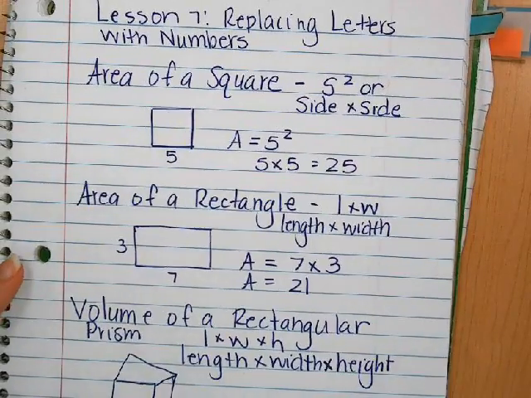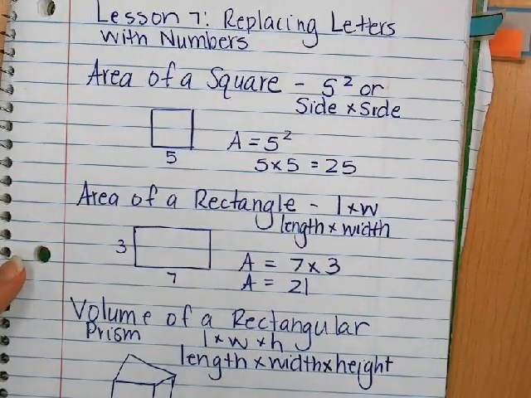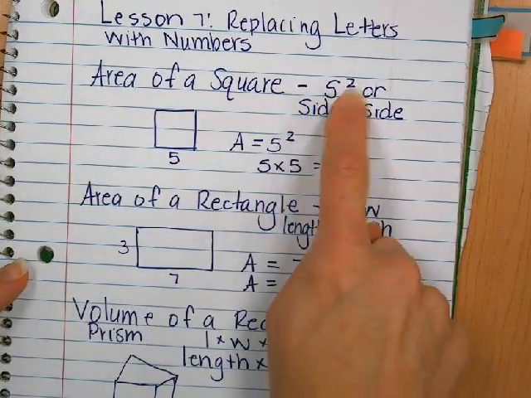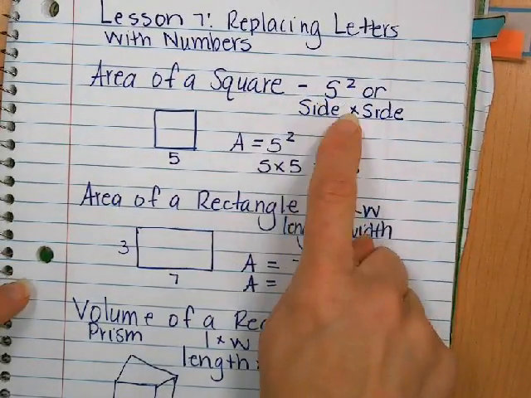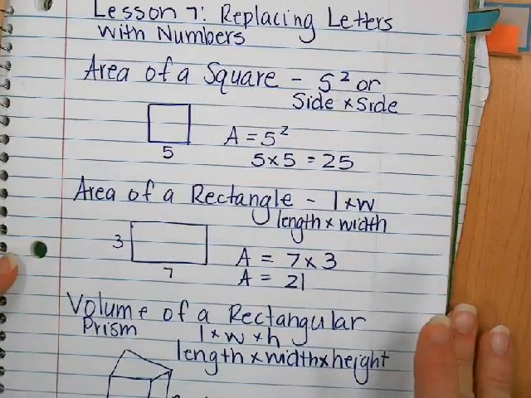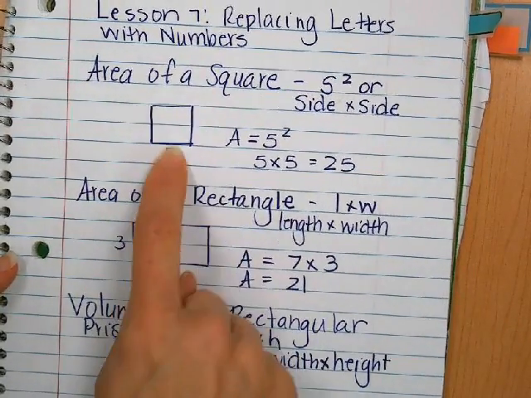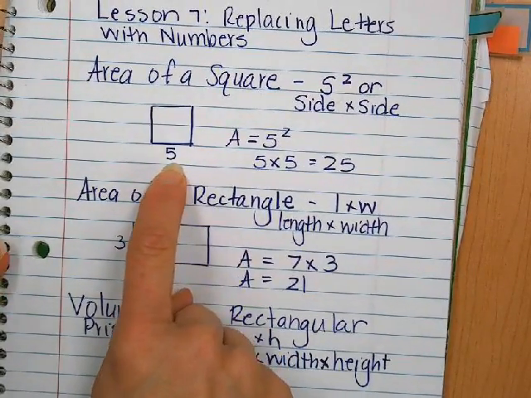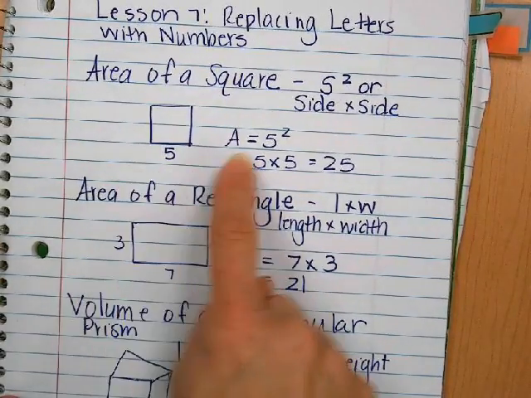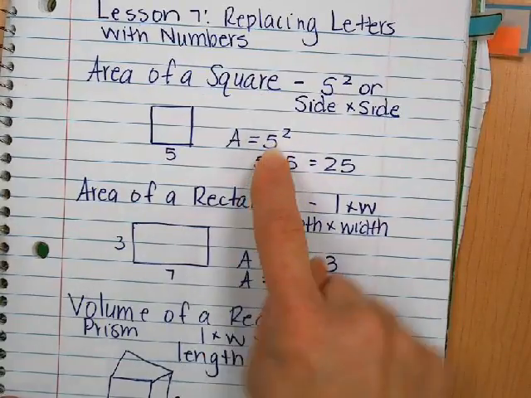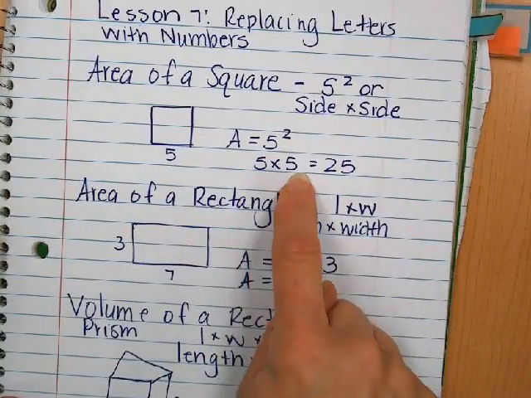So first we're going to go over the area of a square. Area of a square is side squared, that's an S, kind of looks like a 5, I know, or side times side. So if we were to look at a square like the one in our example, one side is 5. What we know about a square is that all 4 sides are equal. That means each side is 5. So the area of that square would be 5 squared, or 5 times 5, which is 25.